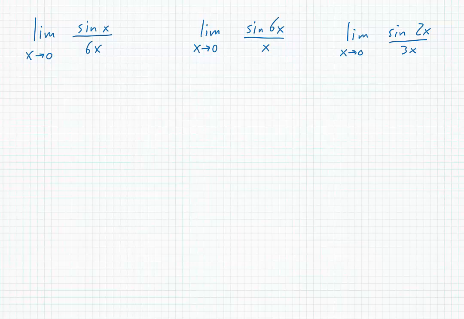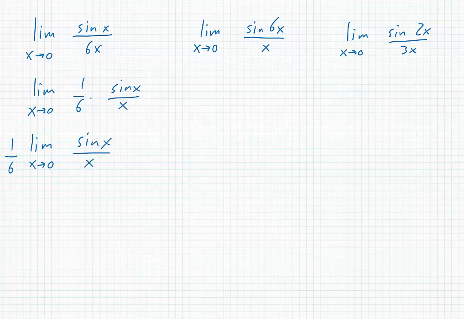Well, with the first one, what we're going to do is think of this as the limit as x approaches 0 of 1/6 times the sine of x over x. And then we're going to use a property of limits that says that we can pull that 1/6 out front since it's a constant multiple. And we end up with 1/6 times the limit as x approaches 0 of sine of x over x. That's 1/6 times 1, or just 1/6.